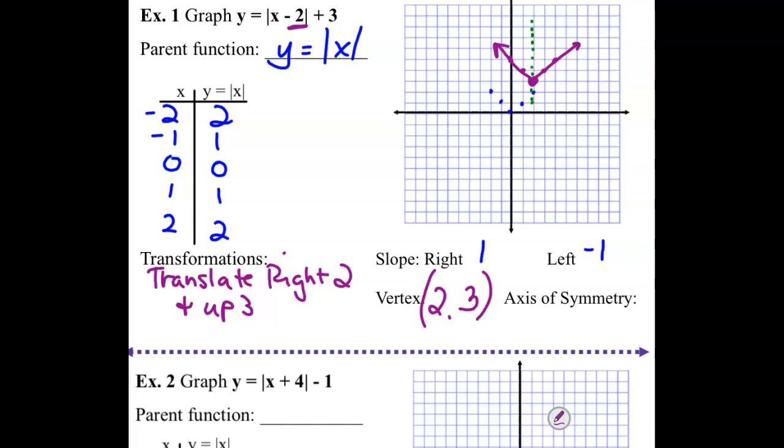Axis of symmetry. How would I write an equation for that green dotted line? Vertical lines, how do we write them? X equals 2. It's always going to match the x coordinate from your vertex because it has to go through the vertex.